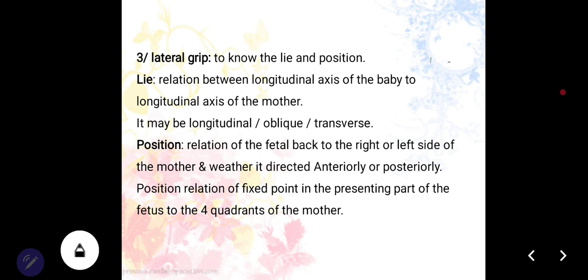The second concept is fetal position and has two definitions. First, it is defined as the relation of the fetal back to the right or left side of the mother, and whether it's directed anteriorly or posteriorly. The other definition: position is the relation of the fixed point in the presenting part of the fetus to the four quadrants of the mother, either anterior, posterior, right or left.